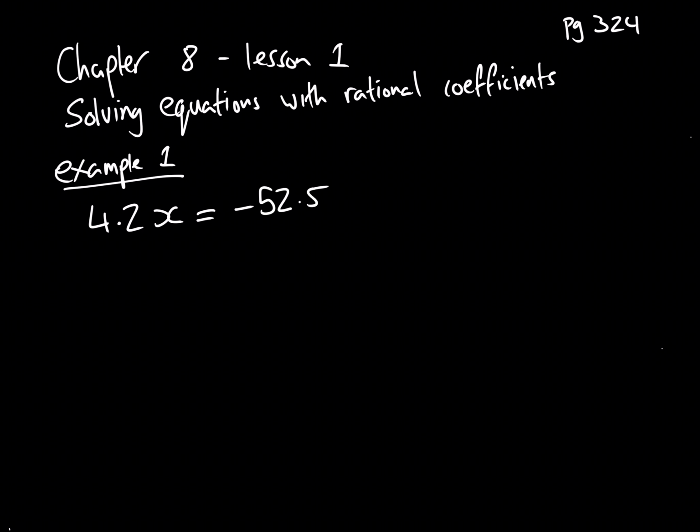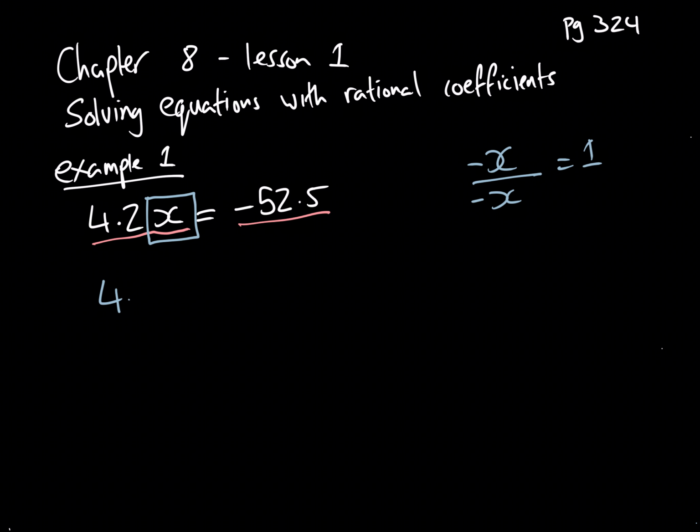So here is example 1. It says 4.2x is equal to 52.5. Now, when it comes to equations, we need to try to get 1x on one side and just numbers on the other side. That's our goal. So if you have 4.2x, how do we make this into 1x? As you know, any number divided by itself is equal to 1. It doesn't matter if it's positive or negative, as long as the same number is divided by itself, it's always equal to 1. So if we have 4.2x, how do we make this into 1?